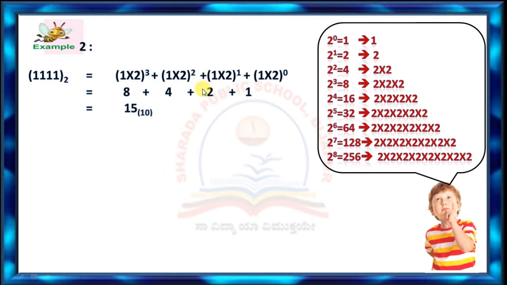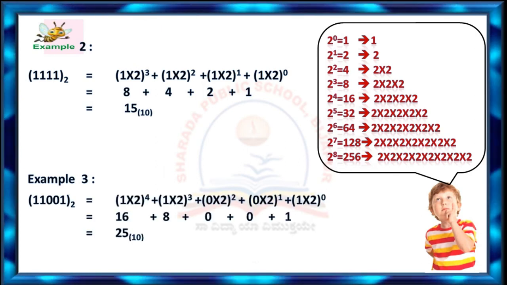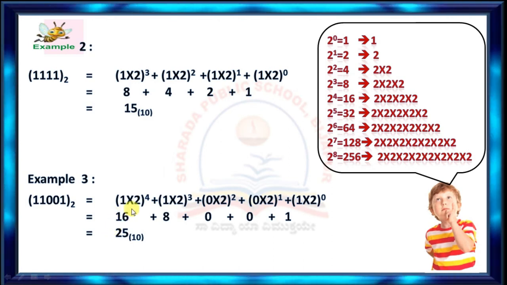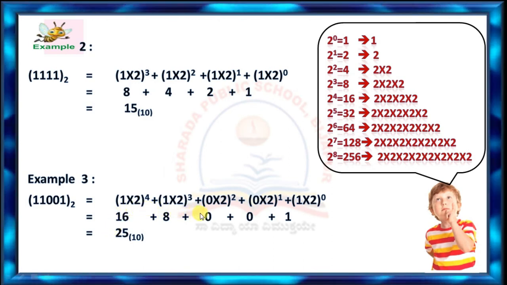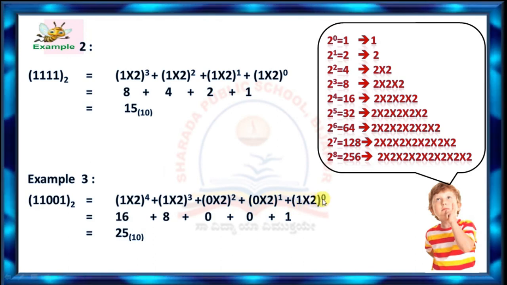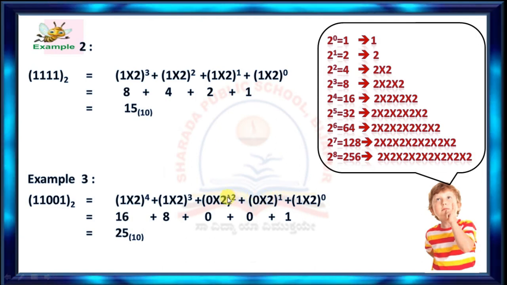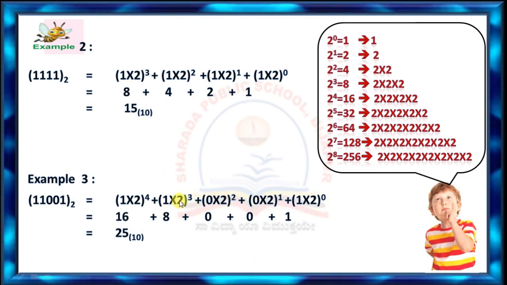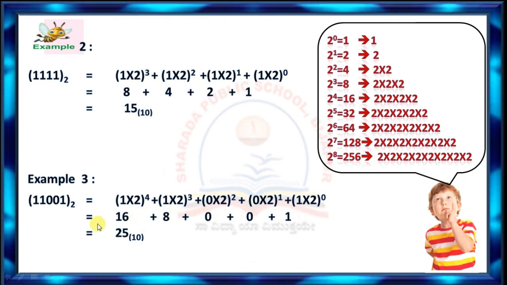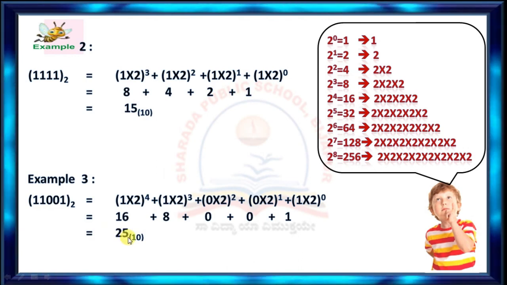Let us solve one more example. 11001. Follow the three steps. Multiply each binary digit with its positional value, which is in terms of power of 2, starting from the extreme right digit. Increase the power value 1 by 1 and keep the base value fixed as 2. Now calculate the sum of all the products. Thus, 11001 is equal to 25.